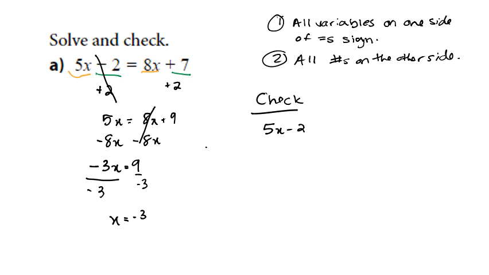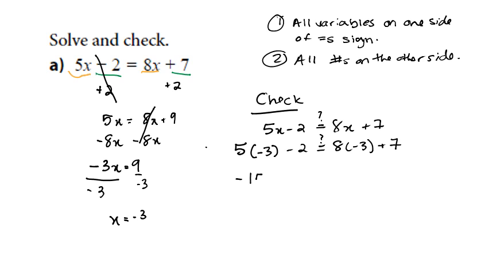5x minus 2 equals 8x plus 7, and my x is negative 3. So is 5 times negative 3 minus 2 equal to 8 times negative 3 plus 7? Well, 5 times negative 3 is negative 15 minus 2. Is that equal to negative 24 plus 7?